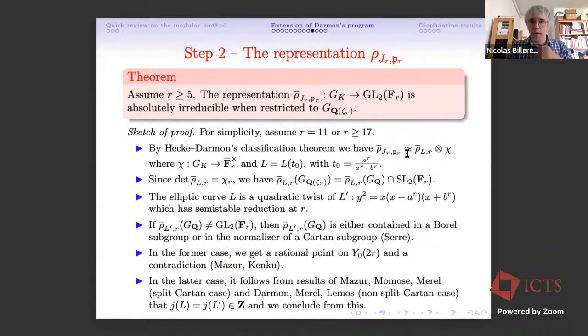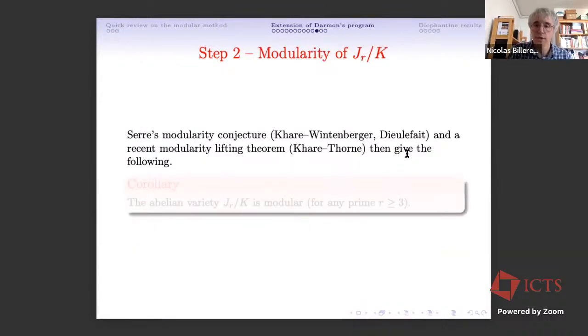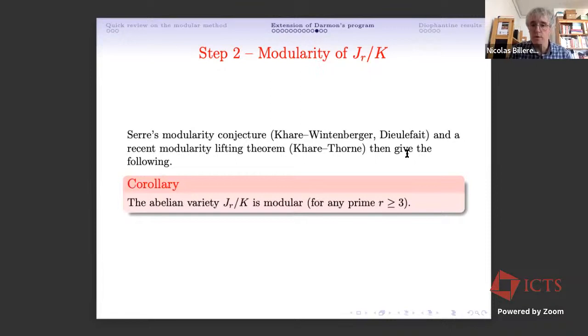So now, why are we interested in this result? It's because it's an assumption in a very general recent modularity lifting theorem of Calegari and Thorne. And so we can, using this and Serre's modularity conjecture, which is now a theorem of Khare, Wintenberger, and Dieulefait, show that the abelian variety J_R over K is modular. So let me just quickly tell you orally how the proof works.